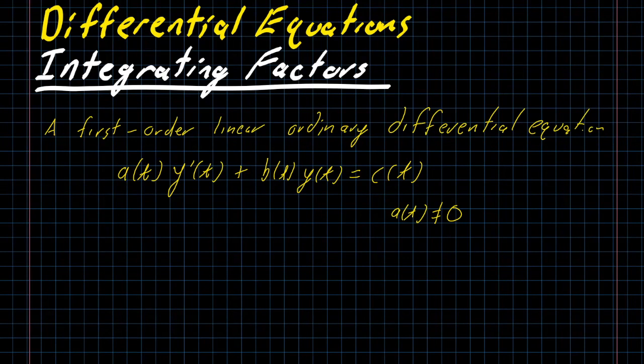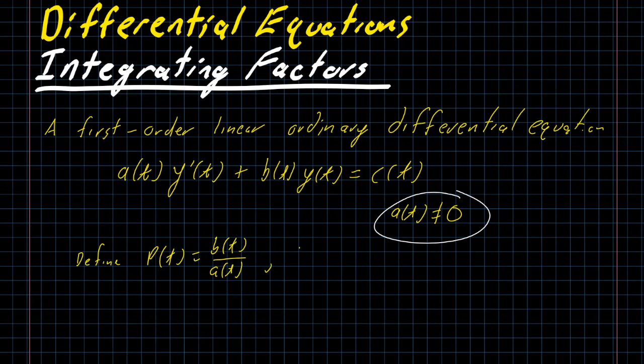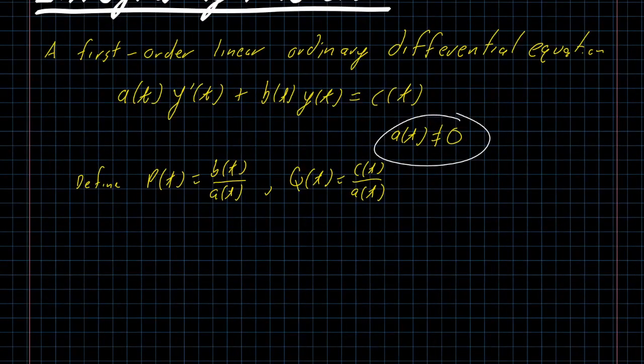All right, the first thing I'm going to do is decide that having a, b, and c is just too much of a mess. So let's do a little bit of division. Taking advantage of the fact that a of t cannot be zero, I can divide both sides of the equation by a of t, creating some new functions, p of t and q of t, and we can rewrite this as y prime of t plus p of t times y of t equals q of t.